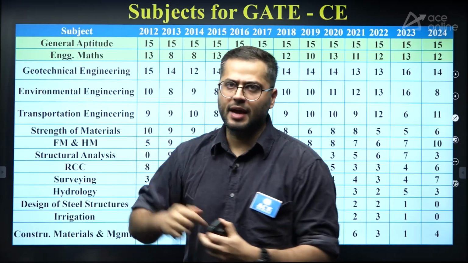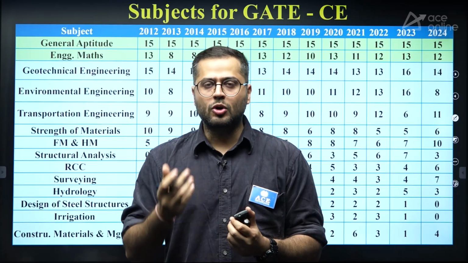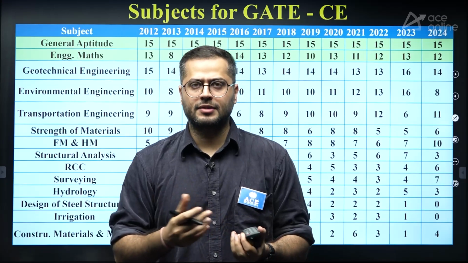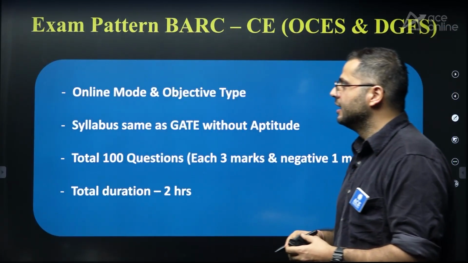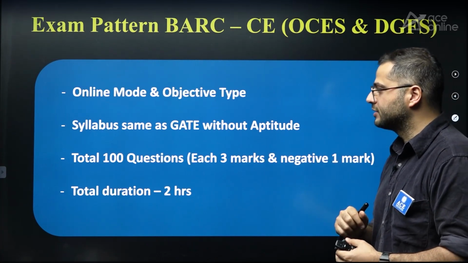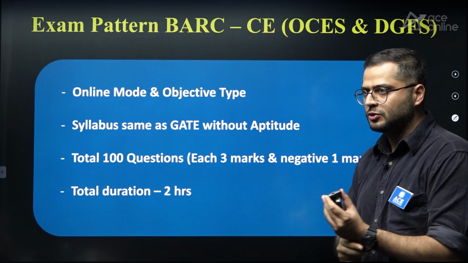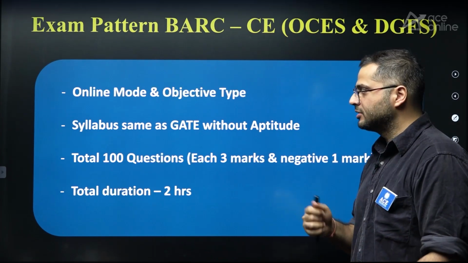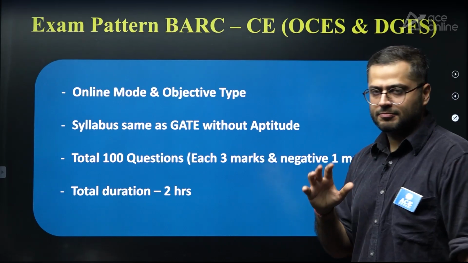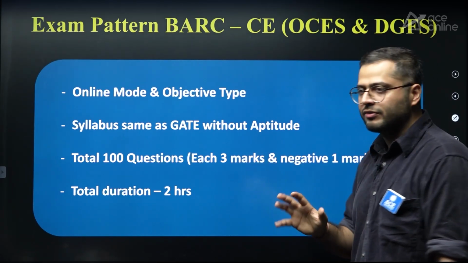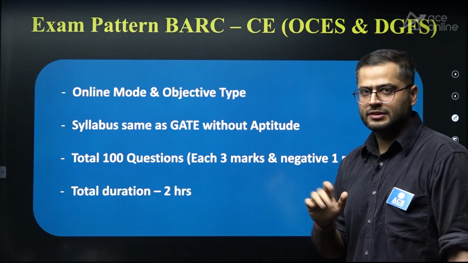There is no engineering aptitude, so you can ignore that, right? And moreover, what is the exam pattern for both the examinations as well, BARC and RRB JE? We'll see that. See, the exam pattern for BARC for civil engineering, and in general for all, is OCES and DGFS, 2 programs. It is an online mode examination, and objective type questions are there. Syllabus is approximately the same as that of the GATE exam, but the weightage is different. Syllabus is the same, but without aptitude.